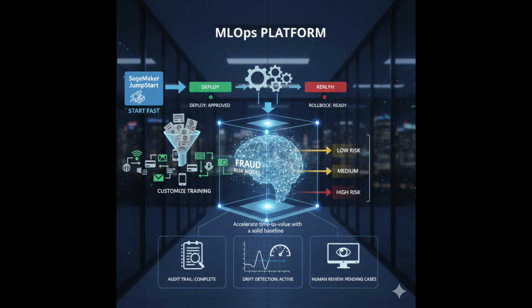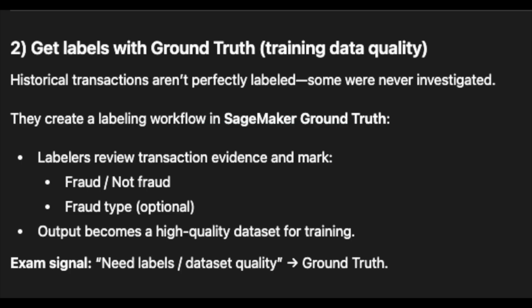Number 2, get labels with Ground Truth, training data quality. Historical transactions aren't perfectly labeled. Some were never investigated. They create a labeling workflow in SageMaker Ground Truth. Labelers review transaction evidence and mark fraud, not fraud, and fraud type, optional. The output becomes a high-quality dataset for training. Exam signal: need labels or dataset quality, Ground Truth.